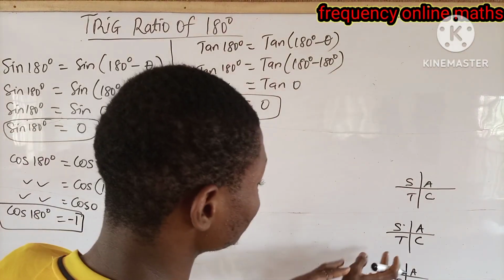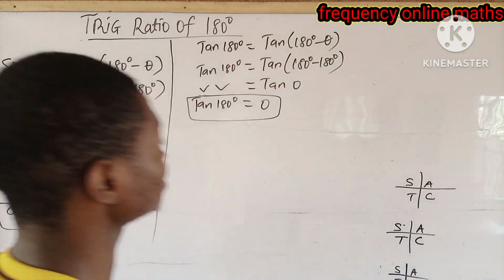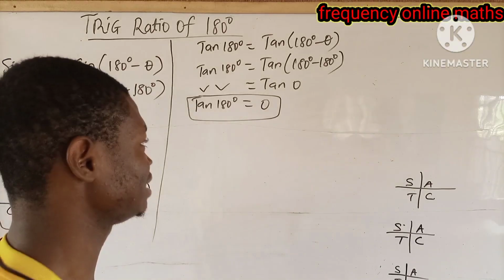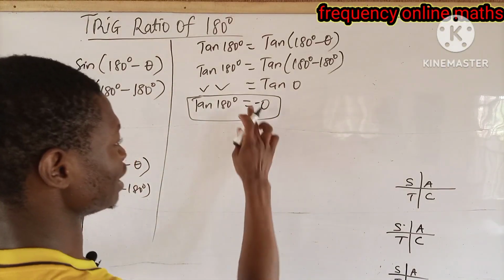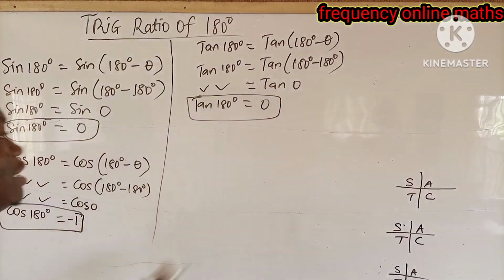If you come to this place, tan is negative. Negative 0 and 0 is still the same thing. So if you put negative 0 and 0, they are still the same thing. So you just leave it like 0.